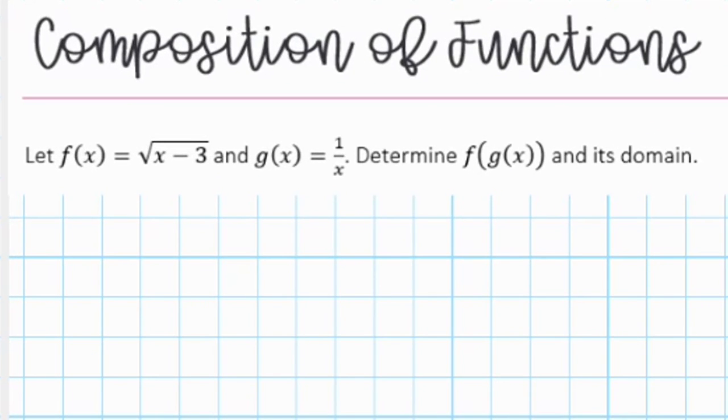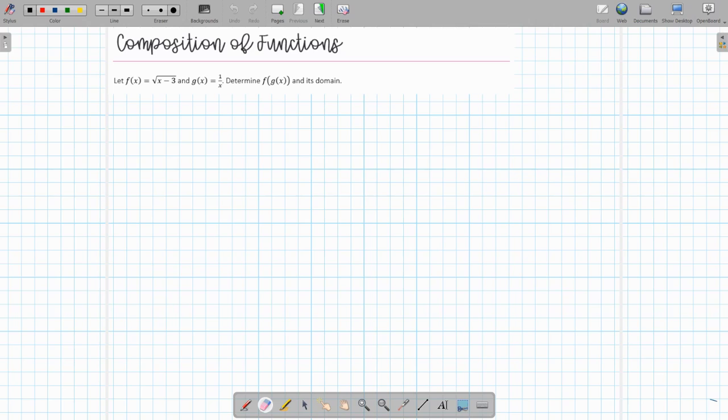Today, we're going to talk about composition of functions. What a composition of functions means is that when we're looking at function notation, we take one function and plug it into another function. So let's quickly review function notation.